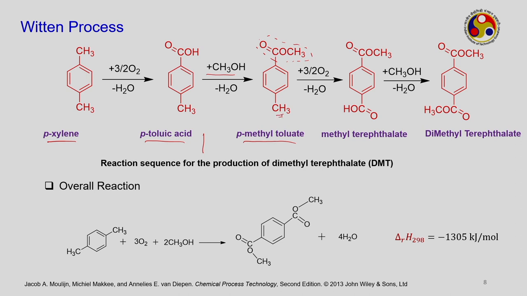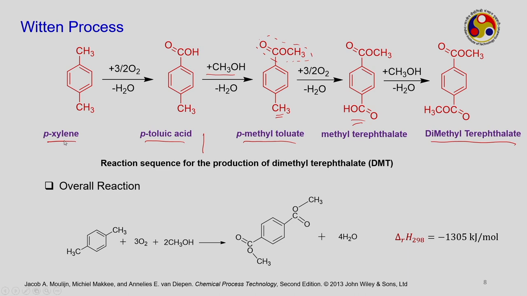Now you convert this methyl group again to acid. So oxidation occurs, forming methyl terephthalate. Then you convert this oxidation product to the acidic form, like you have done earlier, the COOH. Again you add methanol to it, and it forms an ester group on both sides, at the para position and this position. So this is called dimethyl terephthalate, okay.